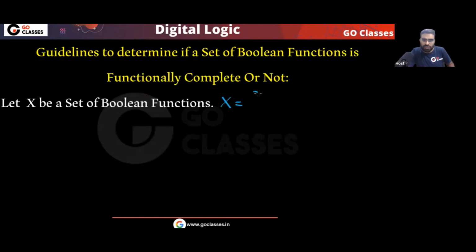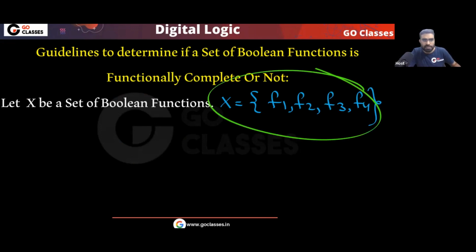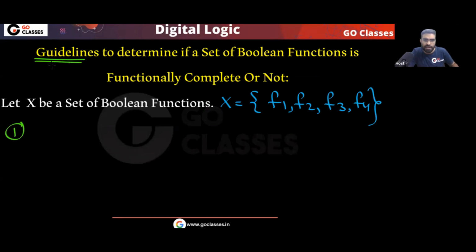So this is your set of functions, f1, f2, f3, something like that. If you want to find out whether this set X is functionally complete or not, what can you do? What are the guidelines? The first guideline is minimize every function. Minimize every fi. Yes or no? So this is what you do.